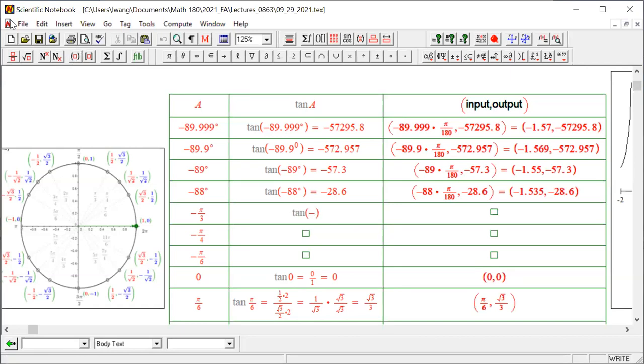Tangent of negative pi over 3. And this is tangent of negative pi over 4. Negative pi over 6. For these three, you have to do the ARD, okay? Because these are negative angles measured clockwise.